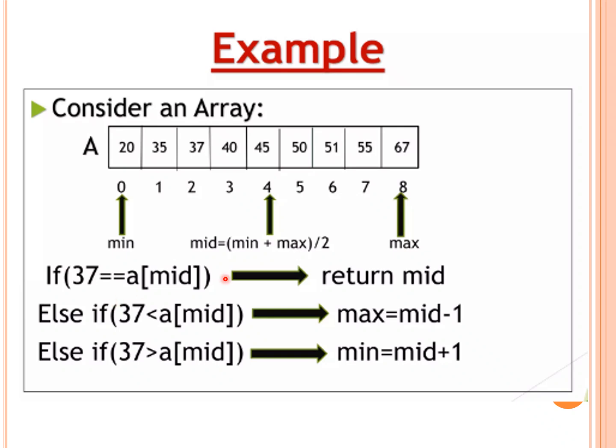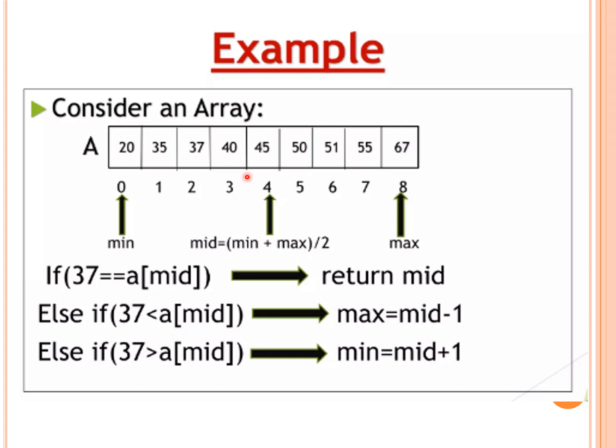If it is equal to A of mid, meaning A of 4 is 37, I have found the element and I return the mid value as the position. If not, I check whether 37 is less than A of mid. Here A of mid is 45. So 37 is less than 45. Yes. If it is true, I will move the search to the left side.